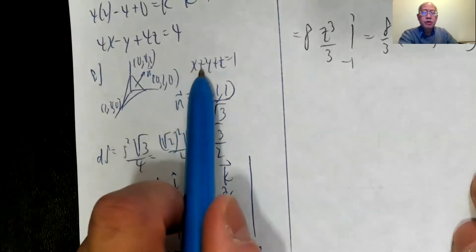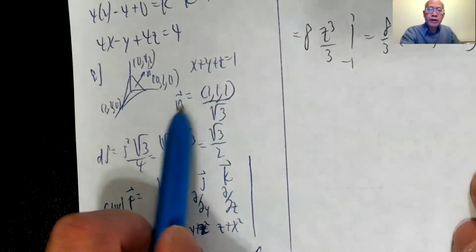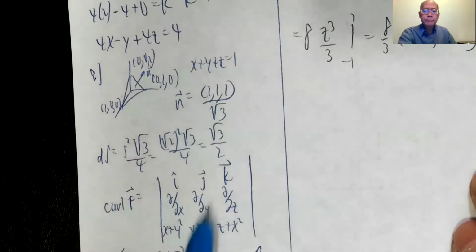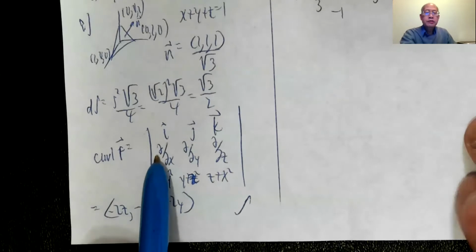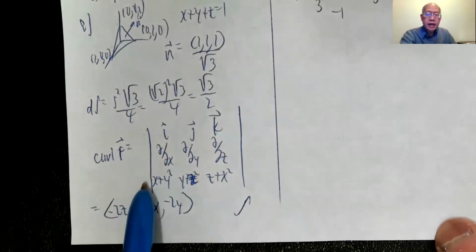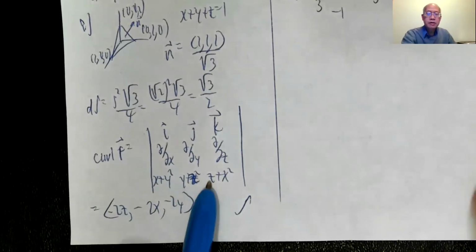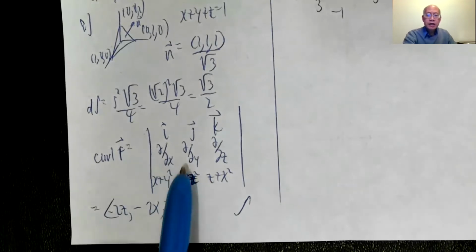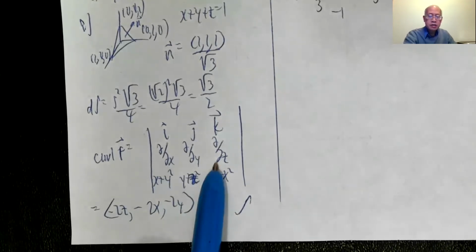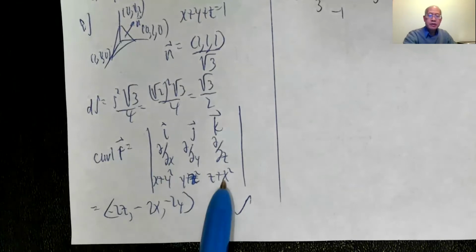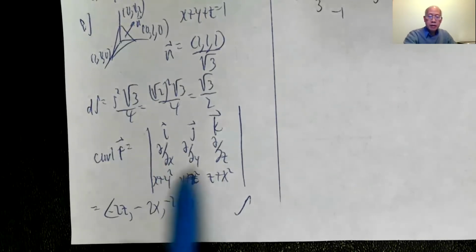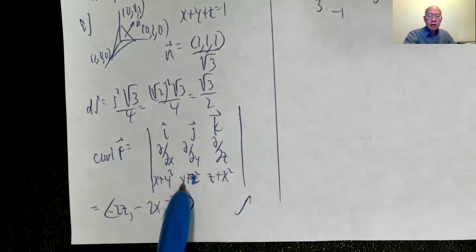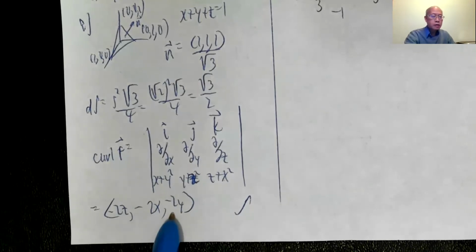The equation for the plane is x plus y plus z equals 1. The unit normal vector is 1, 1, 1 over radical 3. Curl F is ijk, partial with respect to x, y, z, and then x plus y squared, y plus z squared, z plus x squared. So the i component is nothing minus z squared. The j component is the opposite of nothing, of minus 2x minus nothing. The k component is nothing minus 2y.